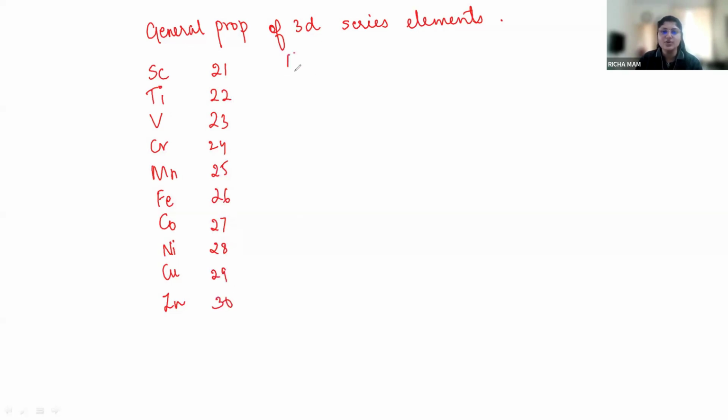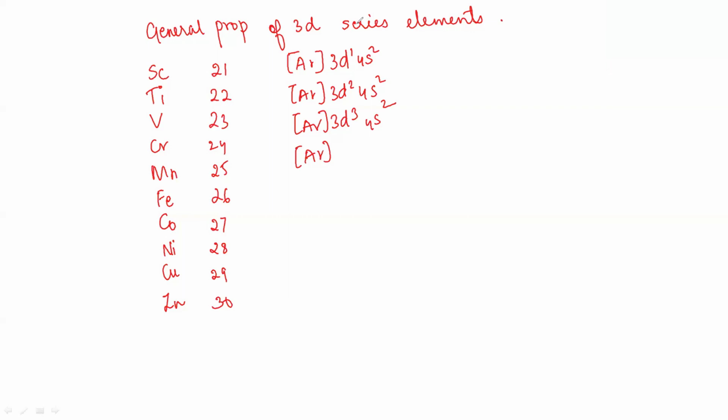Electronic configuration. What will be the electronic configuration? Argon 3d1 4s2, then argon 3d2 4s2, same 3d3 4s2. Then what is manganese? Can anyone tell me? What is the 3d4? See here, manganese is 25.